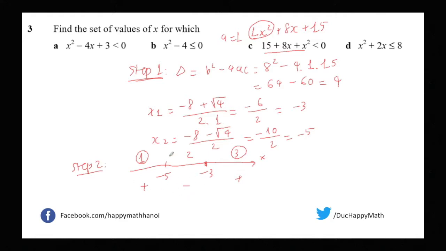So from this, you set the question to be less than 0. It means it has to be negative. So negative in here, and the final result is minus 5 less than x and less than minus 3. Okay.